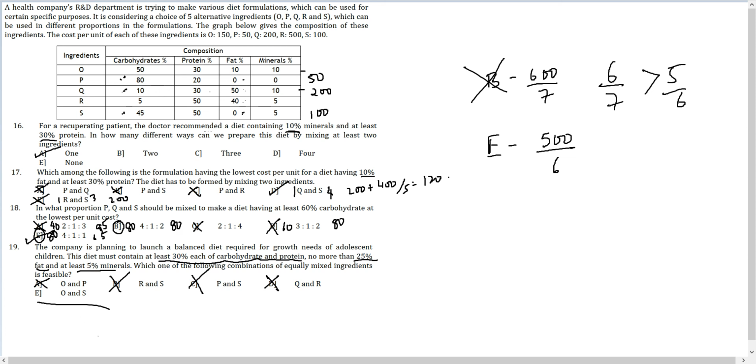For peace of mind, we'll also check that carbohydrate is 50 and 45, okay, greater than 30. 30 and 50, okay, greater than 30. Fat is 10 and 0, so less than or equal to 25, and minerals is 10 and 5, so average will be more than 5. So answer to question number 19 will be option E.